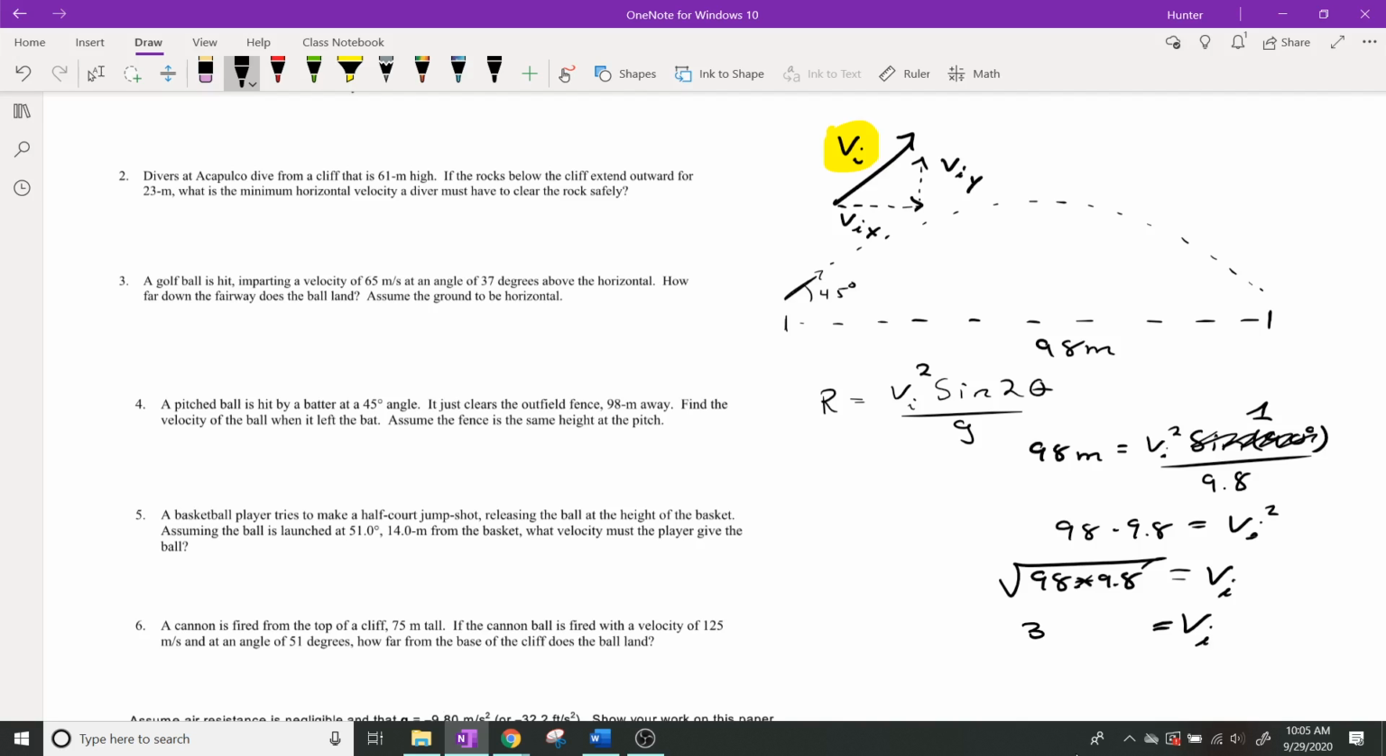30.99? Okay. Well, that's it. 30.99 meters per second, or basically 31 meters per second. That's going to be our answer for that one using the range formula. I kind of halfway feel like we cheated on that one, but that formula is fair game.